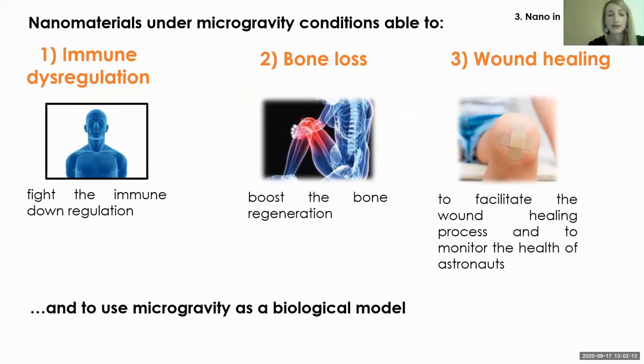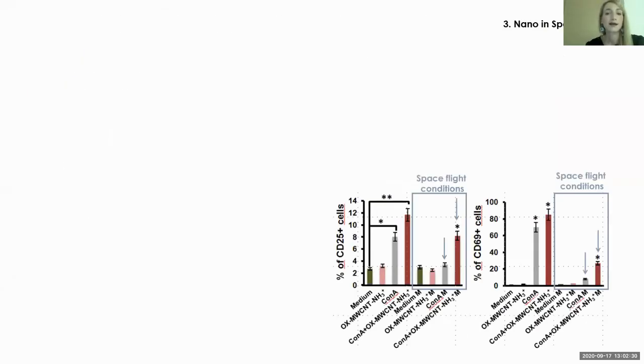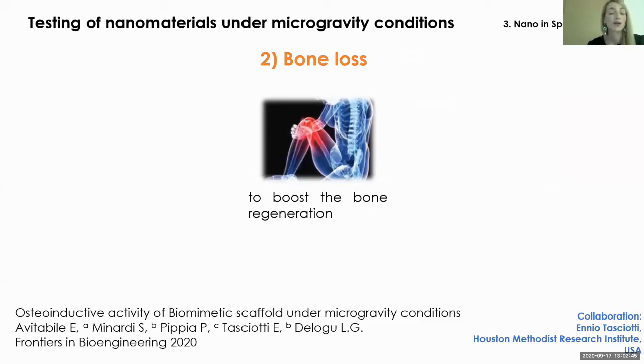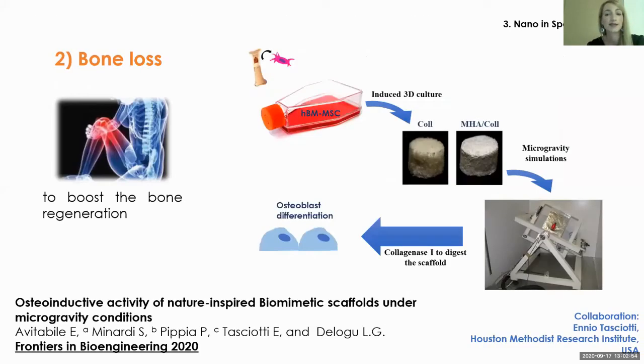And in this context, we would also like to think about the possibility to use microgravity as a biological model, for example for diseases such as osteoporosis, so very particular conditions. We used, for example, carbon nanotubes a few years ago for the part relating more to the immune modulatory properties. Now we are working with Eniotashotti in the context of bone loss, again using different kinds of nanomaterials.